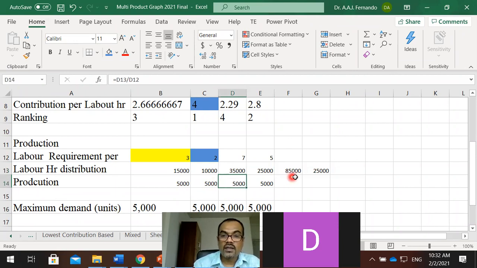But here, when it comes to labor, even though that is the limiting factor, you can produce all the products W, X, Y, Z at the maximum capacity, that is 5,000 each. Whenever you use 5,000 each, your total labor would still be only 110,000 according to my calculation. I'm not sure whether I've gone wrong, because there are some questions, we'll see.